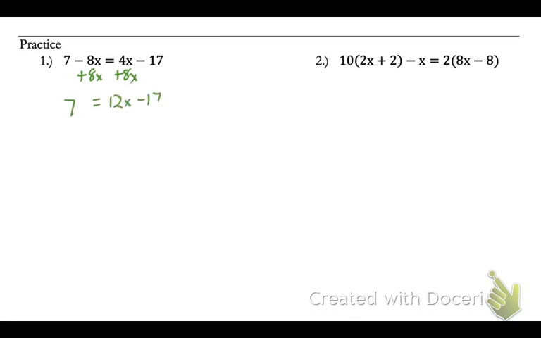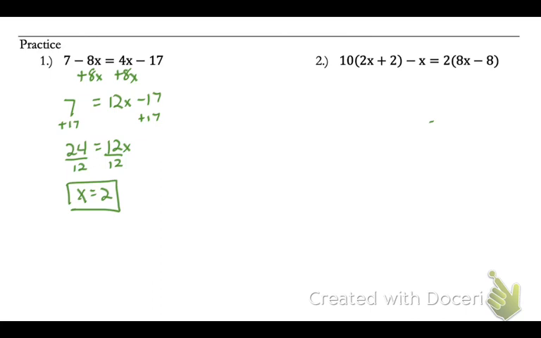You can just pick which side you'd like to move the variables to. I like to stay positive, so I moved the 8 over, so it'd be a plus 8. Now I'm going to move my negative 17, so I just add 17. 24 equals 12x. 12 is multiplying by the x, so I'm going to undo that by dividing. And now when I write my final solution, rather than writing 2 equals x, I can just swap the sides of the equal sign and say x equals 2.